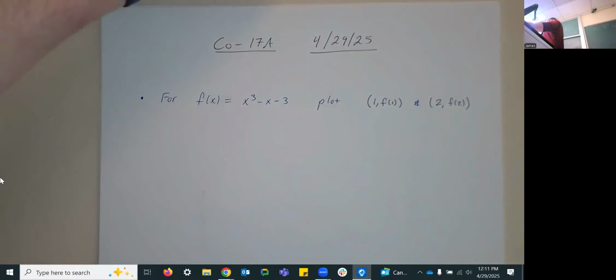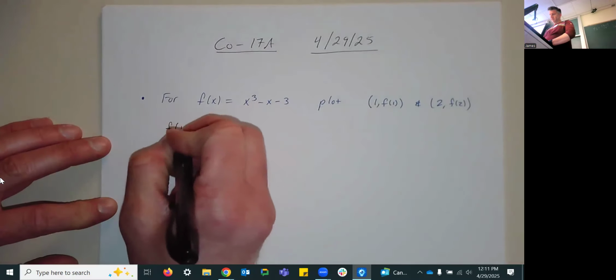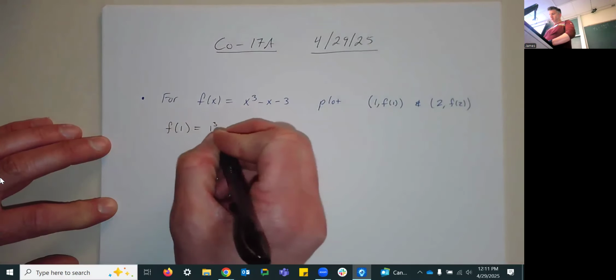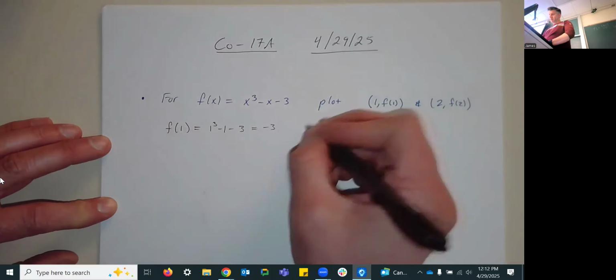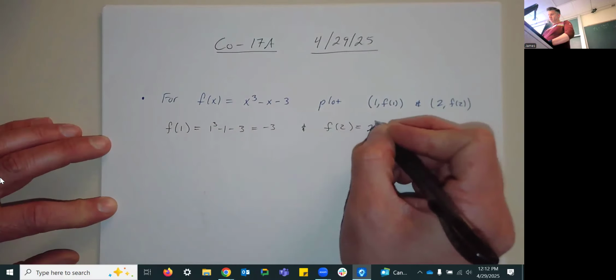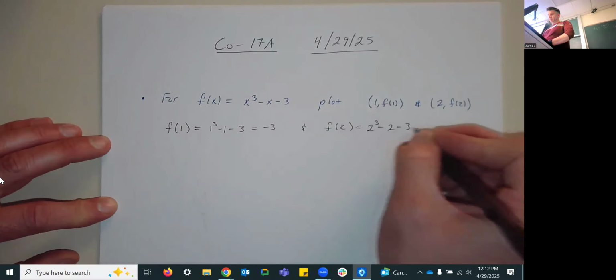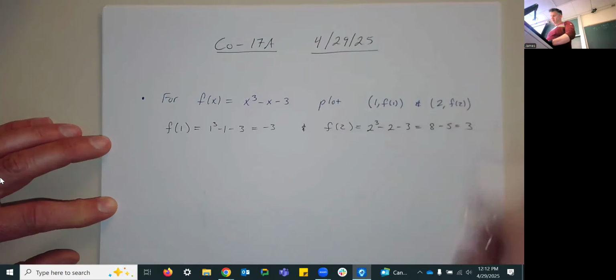All right, let's go ahead and get started. So we're going to start off with this function. We're going to plot 3 points just to illustrate a point. So to find the points I'm going to plot, well, let's see. F of 1 is 1 cubed minus 1 minus 3, which is negative 3. And F of 2 is 2 cubed minus 2 minus 3, which is 8 minus 5, which is positive 3.